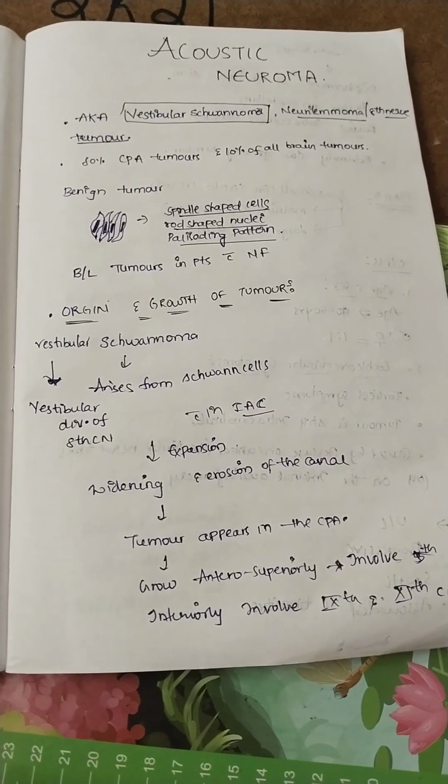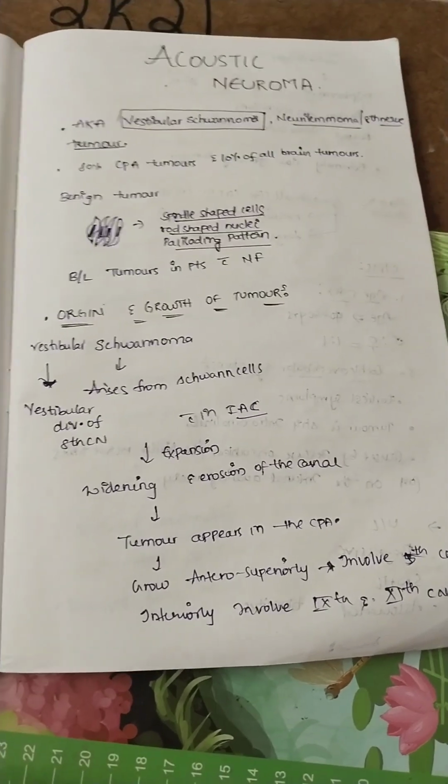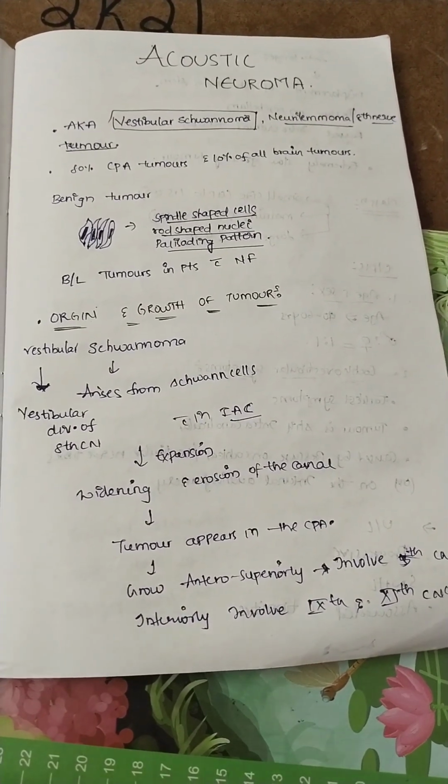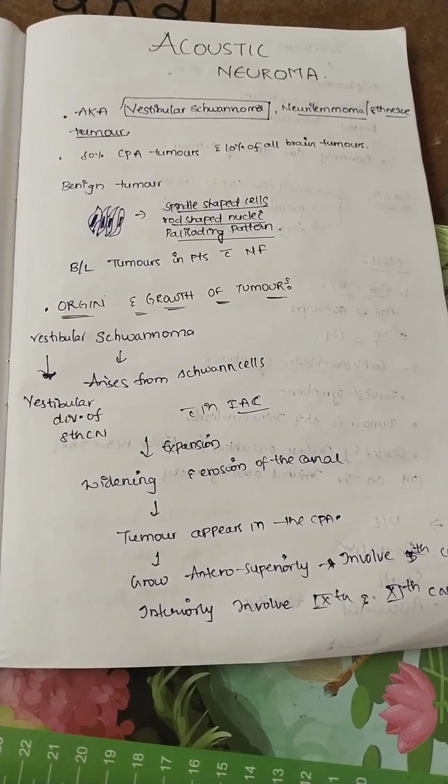The cells will be spindle shaped with rod shaped nuclei. They are arranged in a palisading pattern. These are in neurofibromatosis patients. The tumor is bilateral.